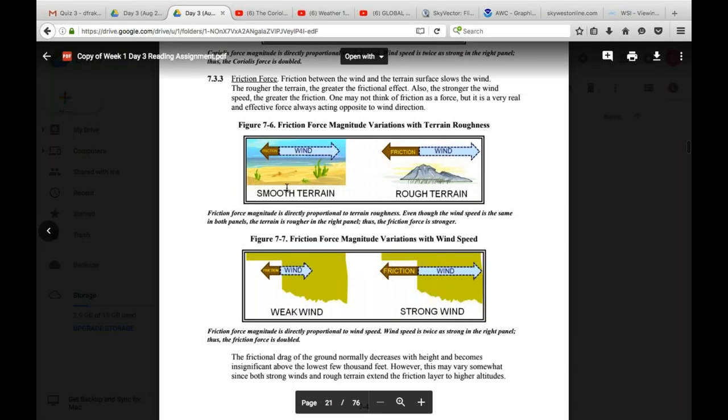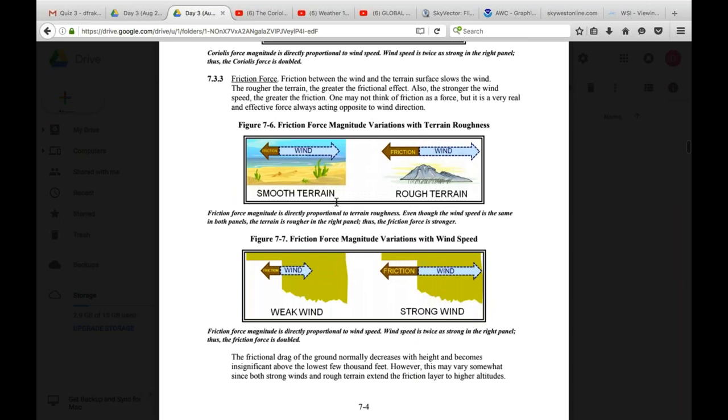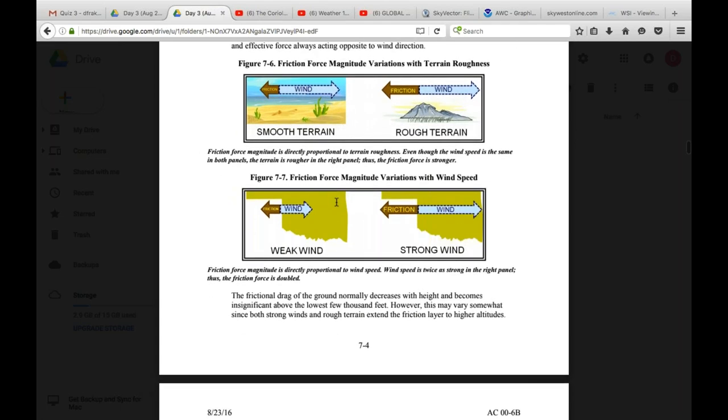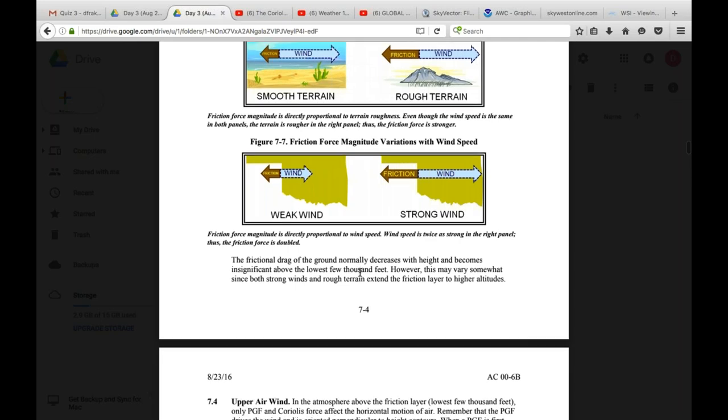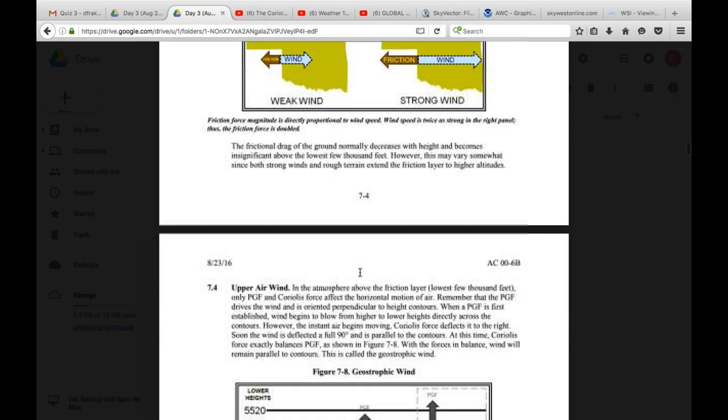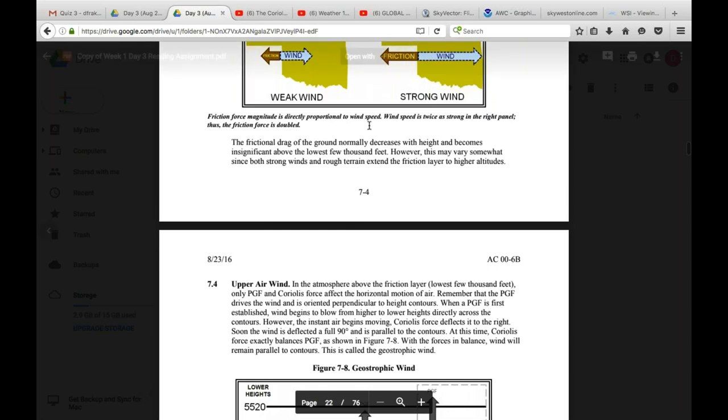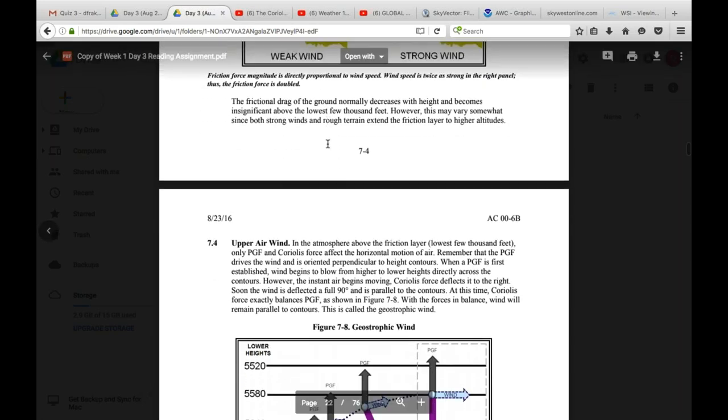It's a smooth terrain, and the wind can just blow like crazy. We end up with a lot of really strong winds out west over the desert. Sometimes we can end up with super strong winds just randomly in different desert locations. So the frictional drag of the ground normally decreases with height and becomes insignificant above the lowest few thousand feet. So this is the lower level stuff.